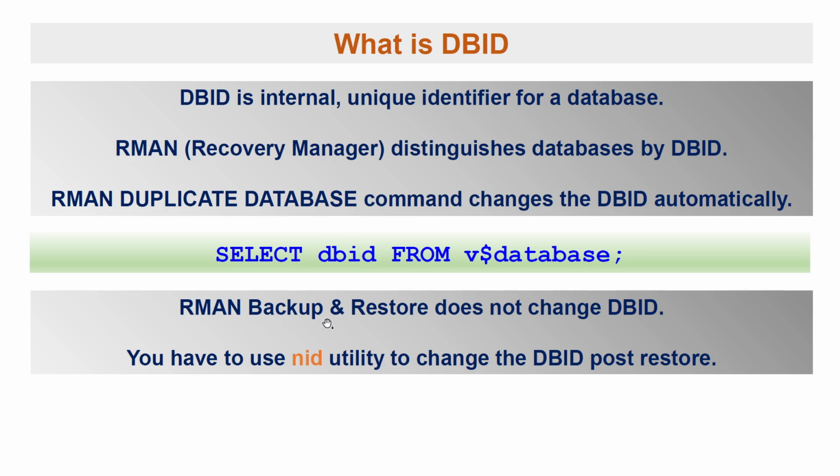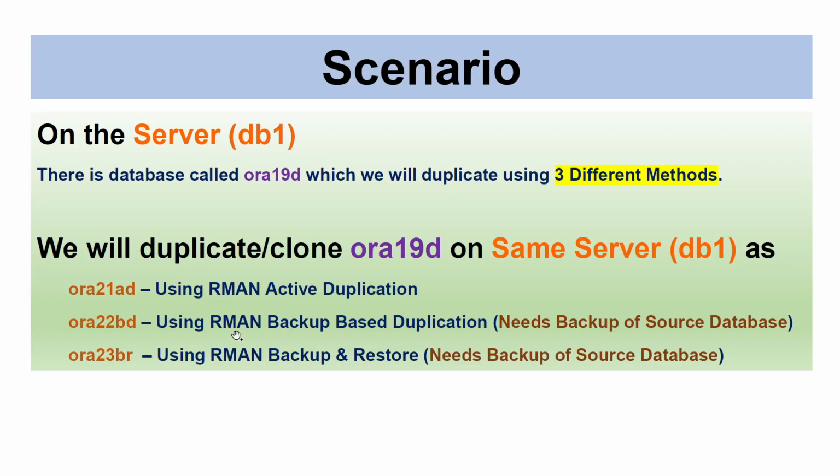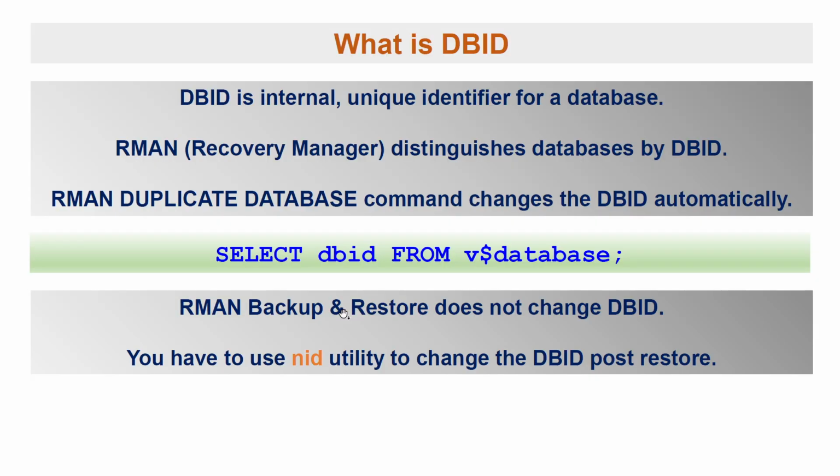Now, the RMAN backup and restore method does not change the DBID. You have to use the NID utility to change the DBID after the restore. However, the other two methods change the DBID. So the duplication methods, active duplication and backup based duplication, will change the DBID, while backup and restore will not change the DBID.